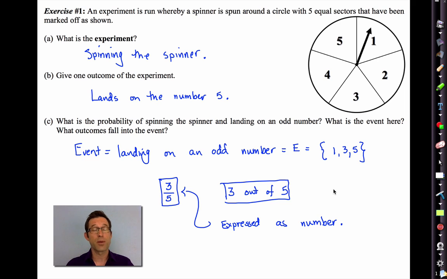We might say it, so I might write down 3/5 and then say, well, the probability is 3 out of 5. There's nothing wrong with that. But when we actually write down the numerical value of the probability, we want it to be a number, like 3/5. All right, well, pause the video now and think about this a little bit.